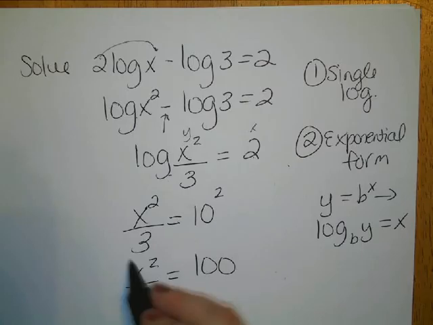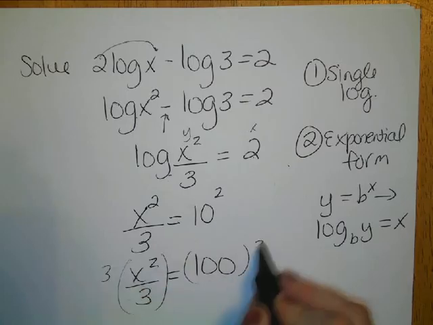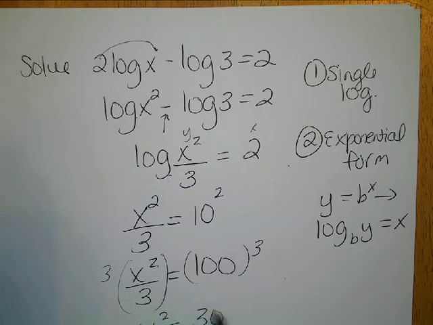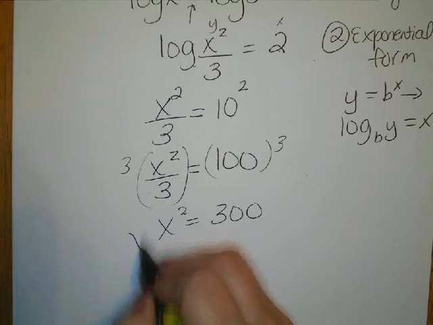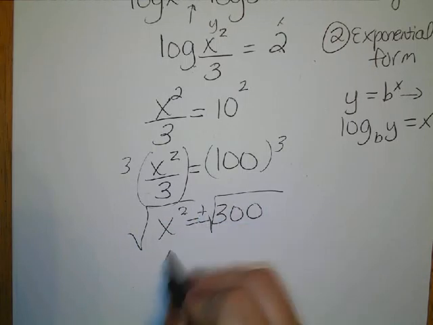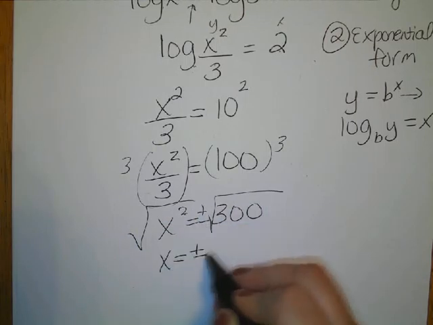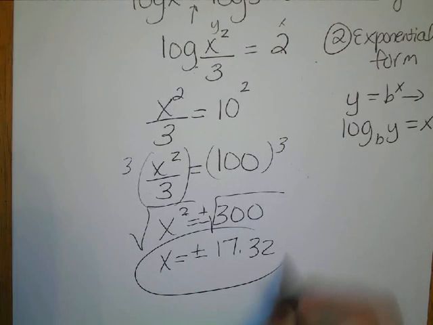How do I get rid of a square? Sorry. I square root both sides, and it ends up plus and minus. So I have x is plus or minus 17.32. So there are two possible answers that would work up here. Whenever you square root both sides, you remember this is plus or minus.